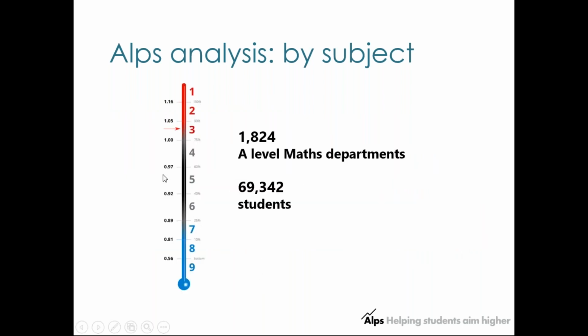And here you can see the amount of data that's just in that maths calculation. Within our rankings and our benchmarks, we've got 1,824 A-level maths departments and nearly 70,000 students. So when we compare your maths department with all the other maths departments, you can see that there's a lot of data behind that comparison.